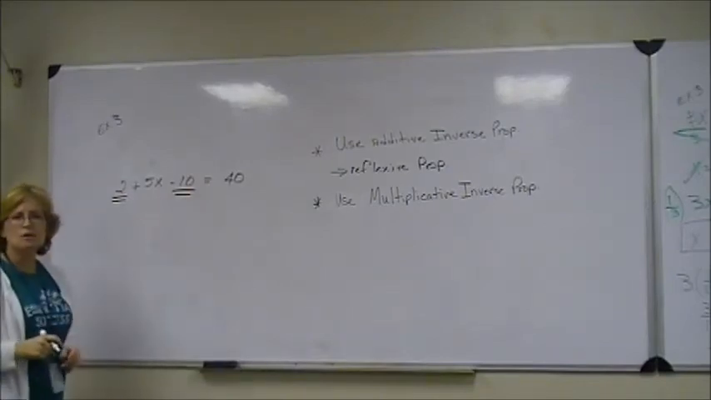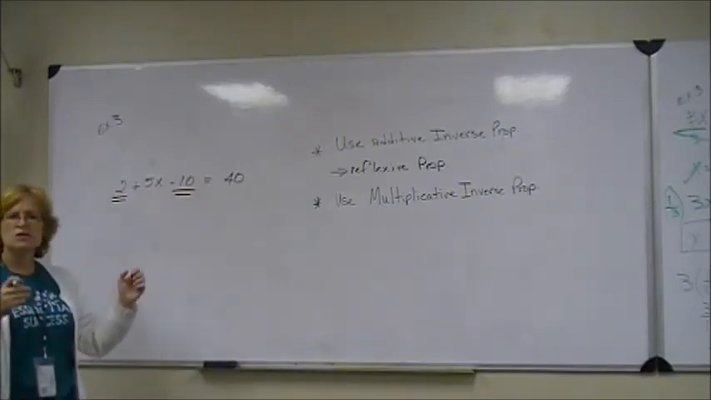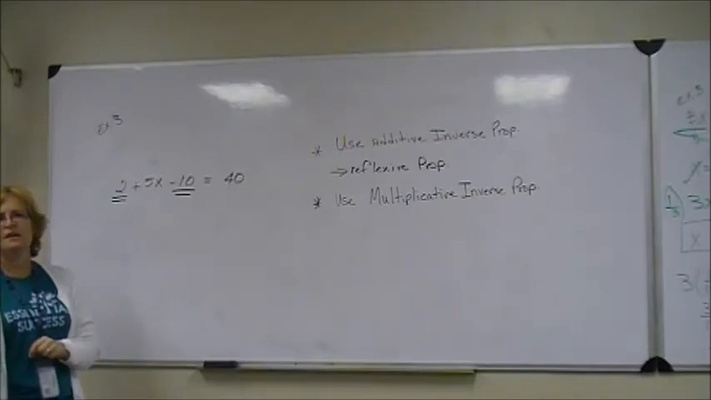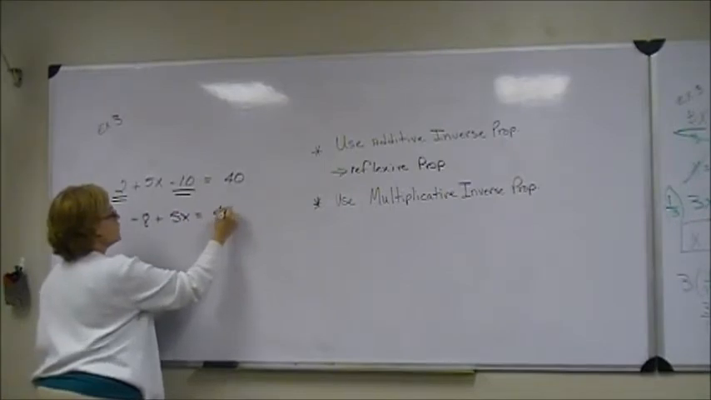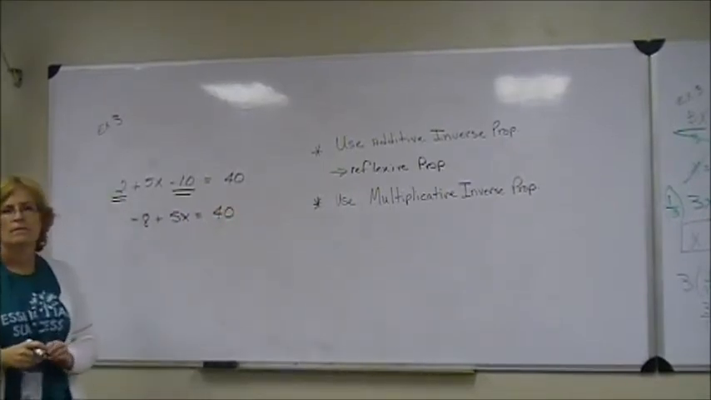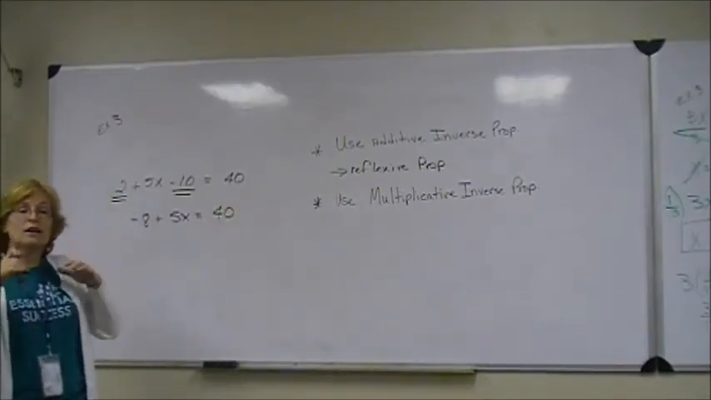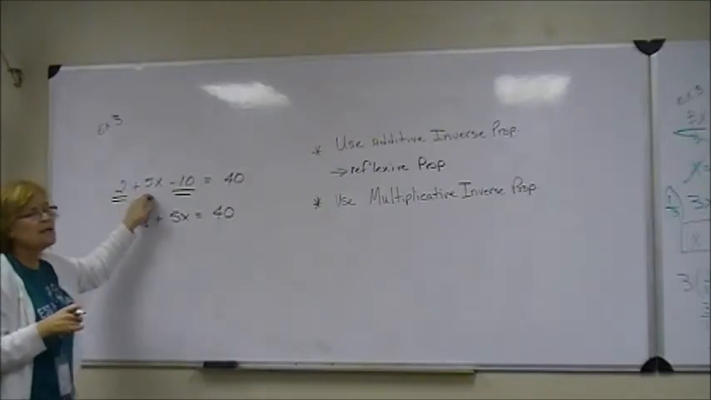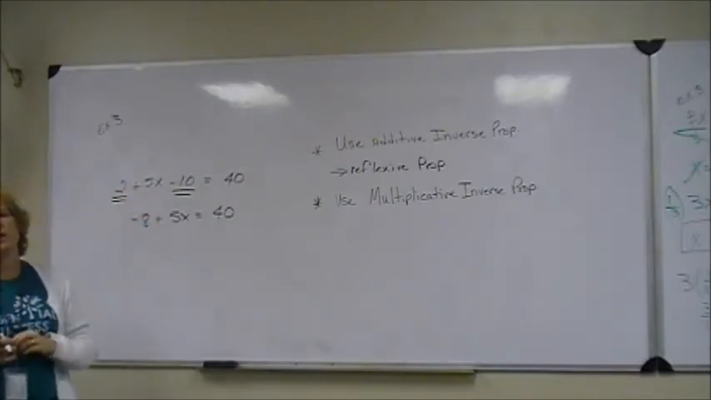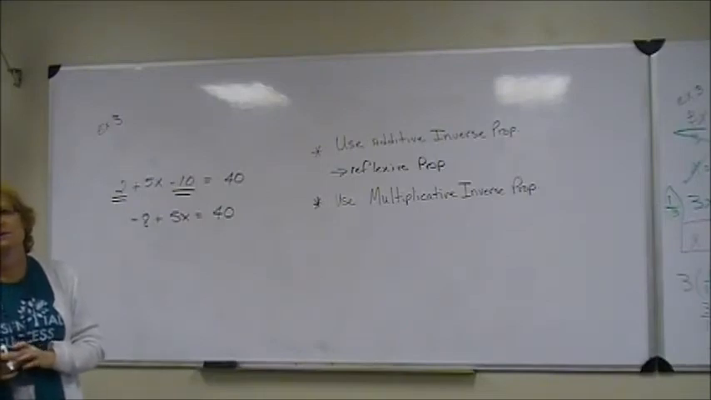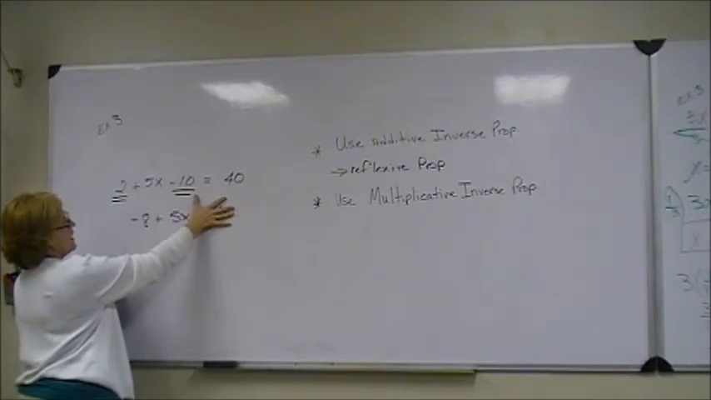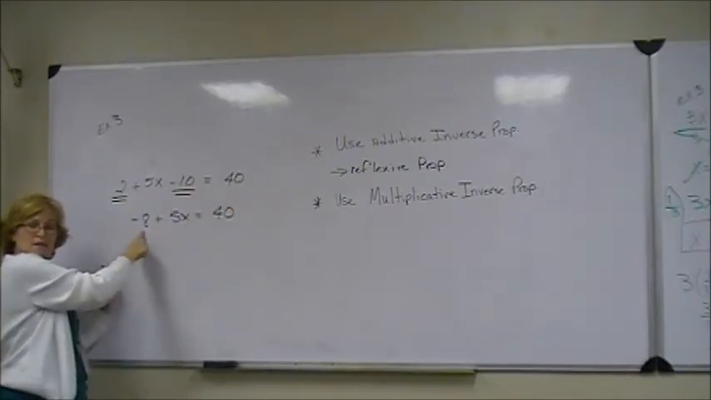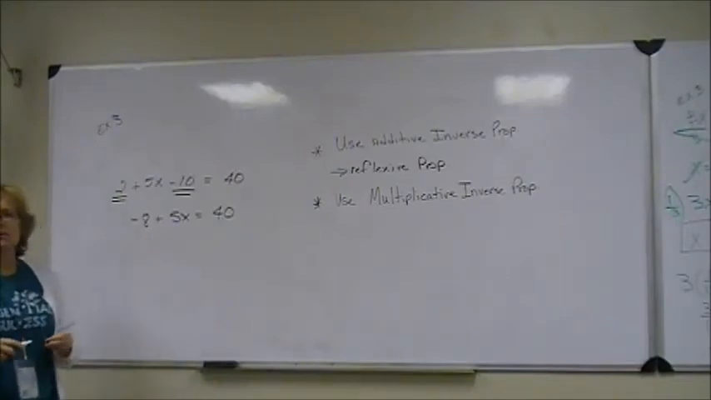I have a 2 and a negative 10. What is 2 and negative 10? That gives me negative 8 plus 5x is equal to 40. All right, now I'm ready to do the solving. Please, please, please do not forget to combine like terms. All right, so I locate my variable, and I have to use the additive inverse property first, so that means I have to get rid of my negative 8. What do I do to get rid of the negative 8?